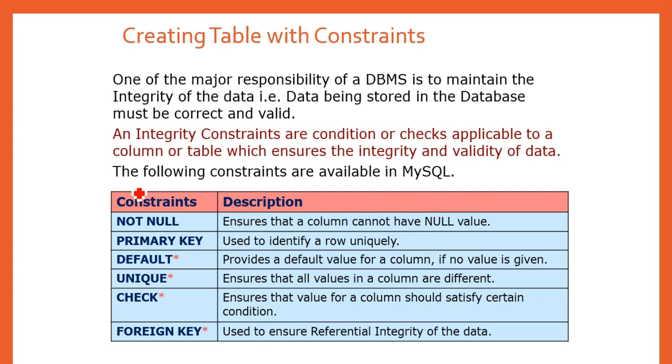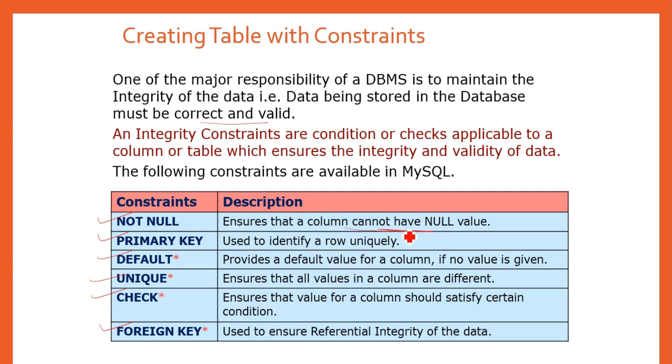Okay, so constraints are used to maintain the integrity of the data. Data being stored in a database must be correct and valid, and to ensure the validity and correctness of the data, we must apply some rules, and those rules are called constraints. There are different types: not null, primary key, default, unique, check, and foreign key. Not null is used to ensure that a column cannot have a null value.